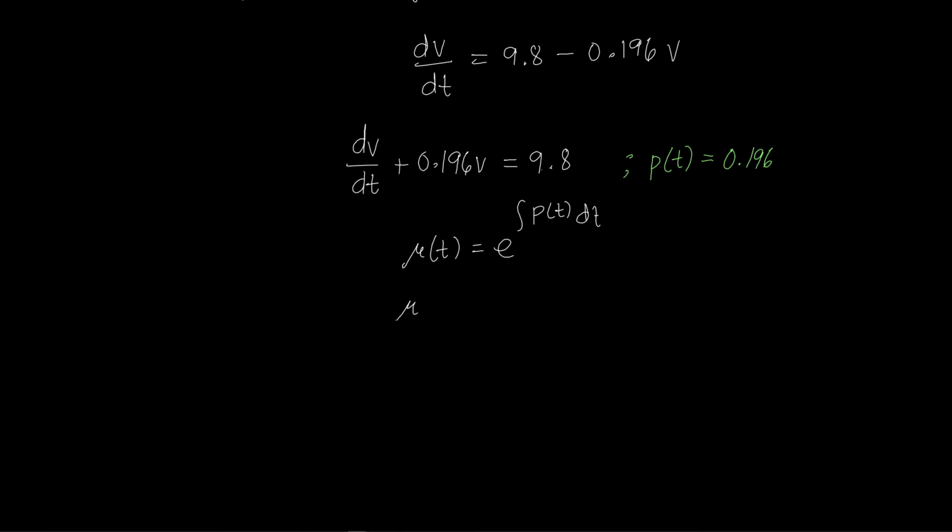Muna ginaya yung mu of t, i-raise to the power of integral p of t dt. Sige, ma-find na nato ang integrating factor. Then, ato na sa solvon. I-integrate si 0.196, then i-raise by that. Sige, sangkaon na na siya pag-integrate.